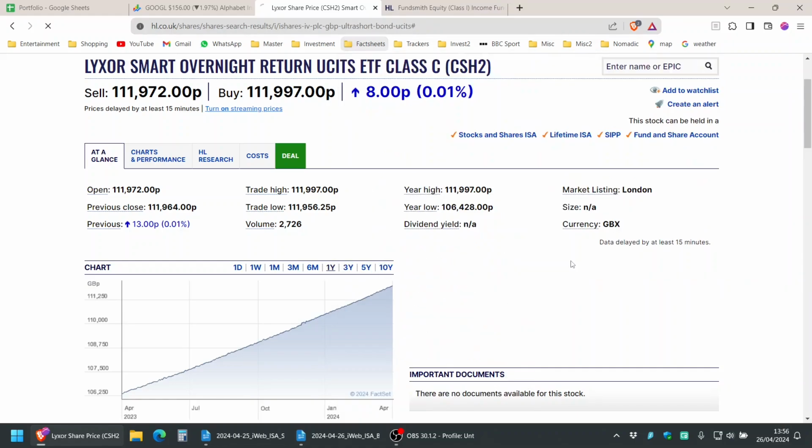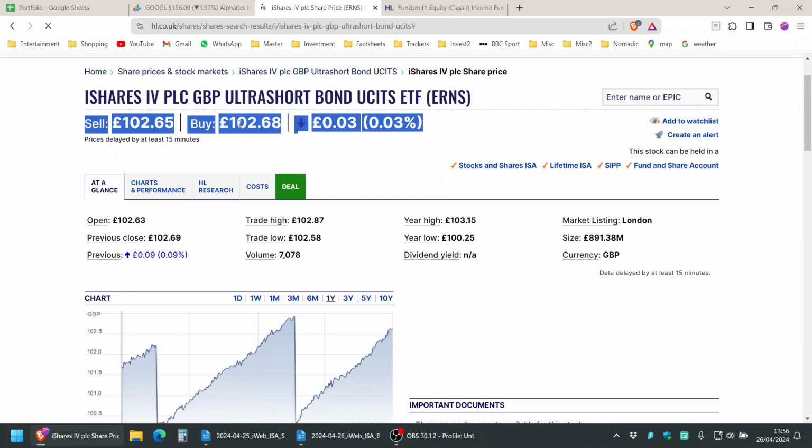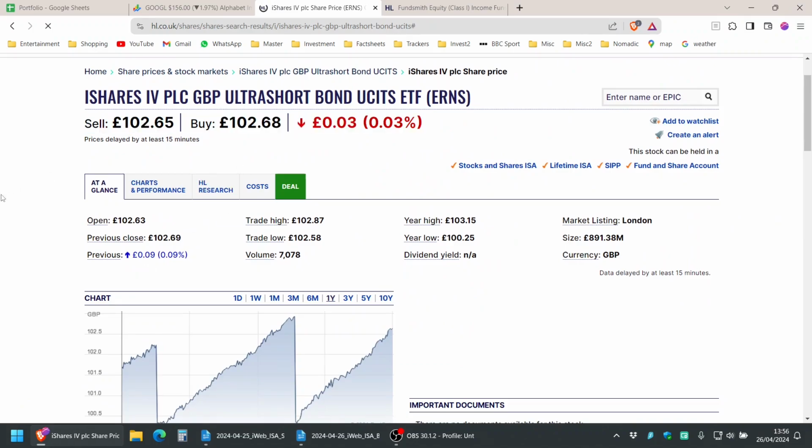Where is it? That one there. Because it's a lower price, so I could get closer to the amount. I've only got like 47 quid left over in the ISA at the moment.